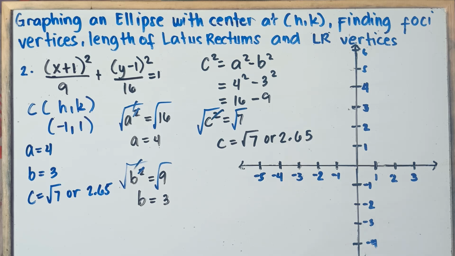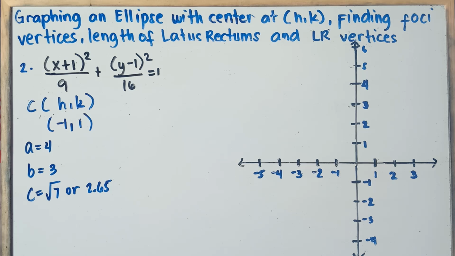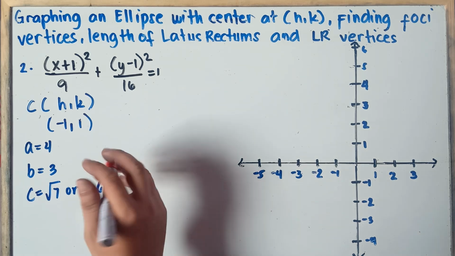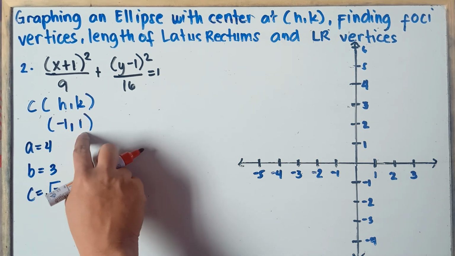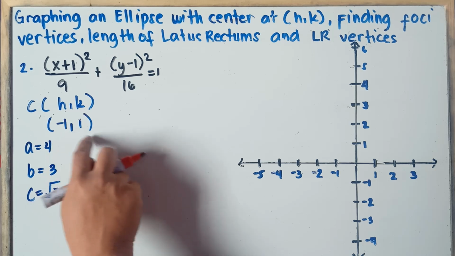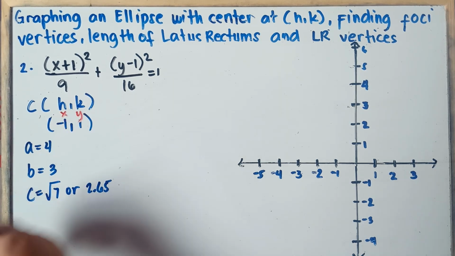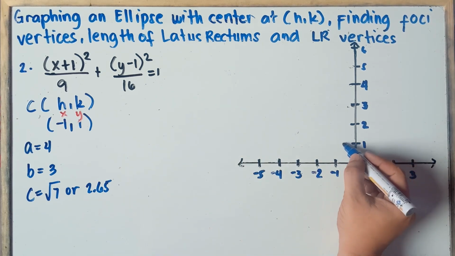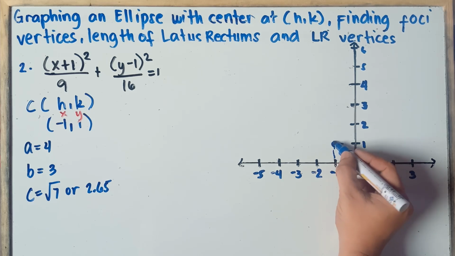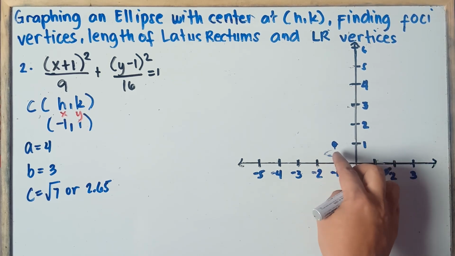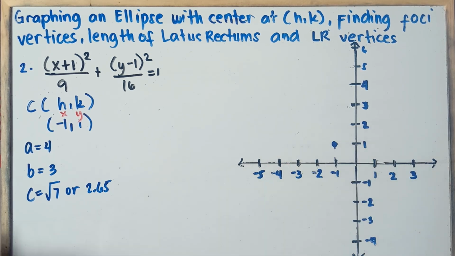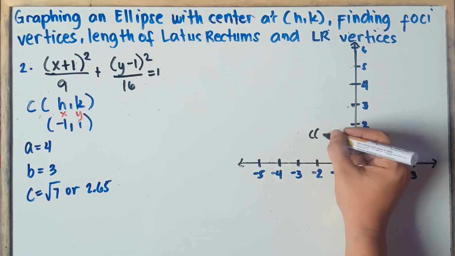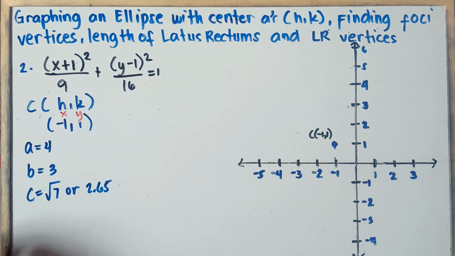Alright, so once you have your a, your center, your b, and your c, you can plot this one, class, on the Cartesian plane. So let's plot this one, class. Once again, we will start at the center. Our center h and k is negative 1 and positive 1. When you plot this, it should be an ordered pair, x and then y. So our x is negative 1 and our y is positive 1. So this will be our center, class. We can label this our center, negative 1 and positive 1.